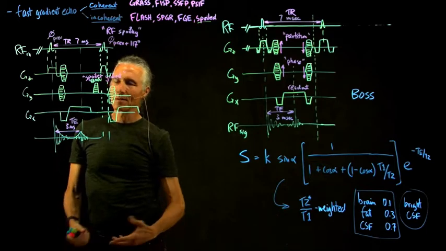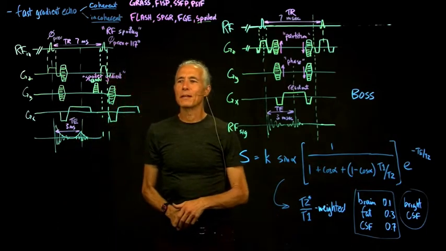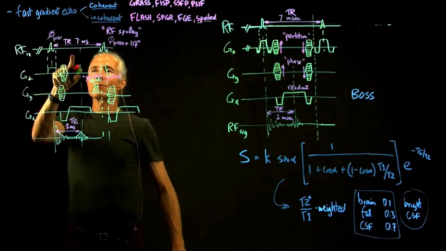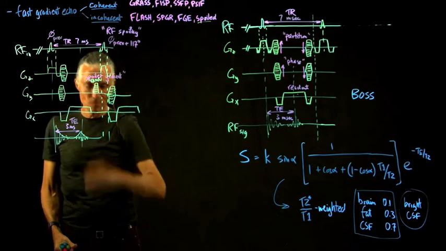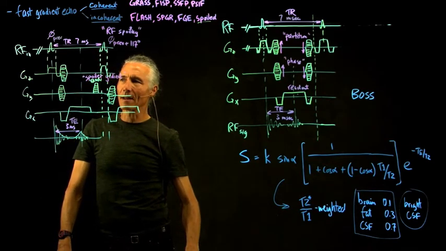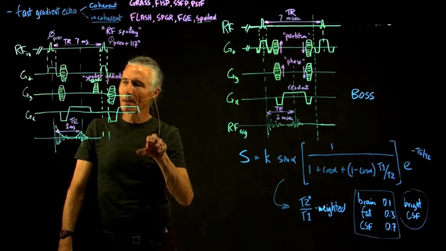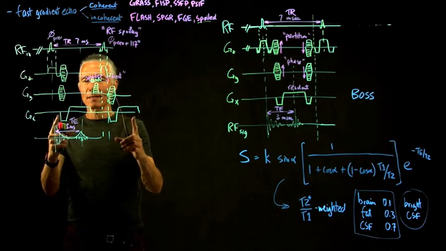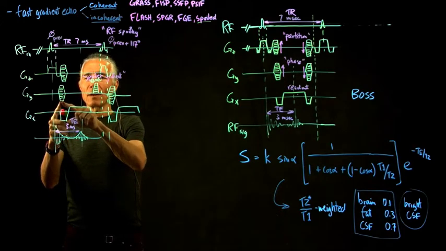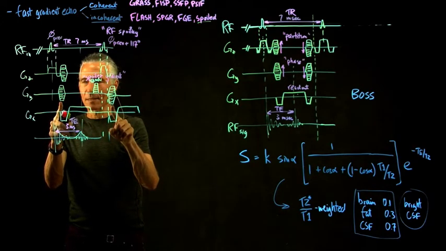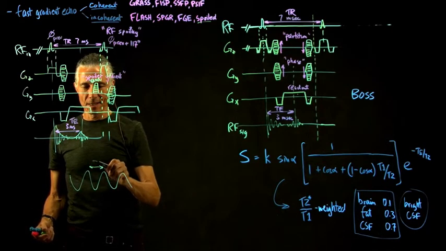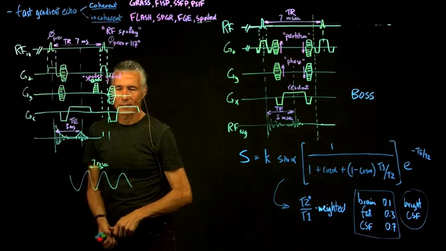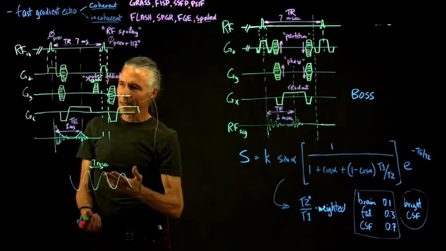It's a quick scan, and since the TR is so short, you can cover lots of lines. If you hear one of these scans running, it just sounds like a continuous pitch, and that continuous pitch comes from the fact that these gradients are happening every 7 milliseconds. So it makes a 7 millisecond sine wave sound, roughly. So that's about 100 hertz.